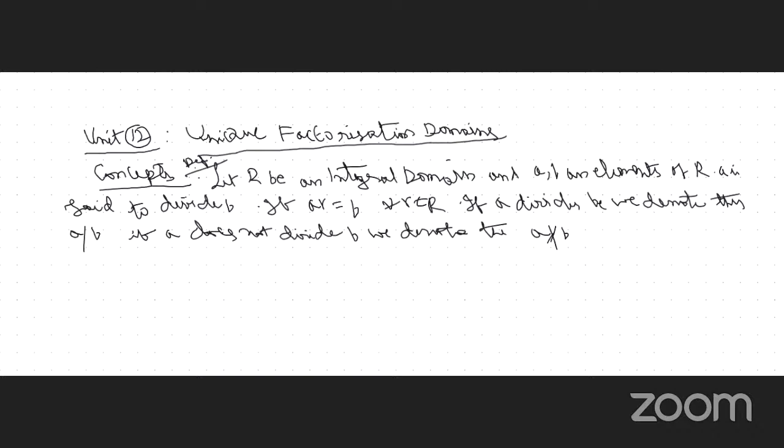A and B are associates, and we denote this A ~ B, if A = B u for some unit u in R.